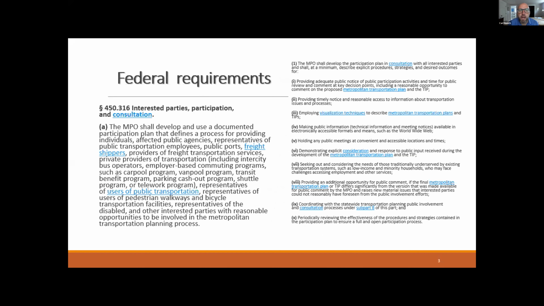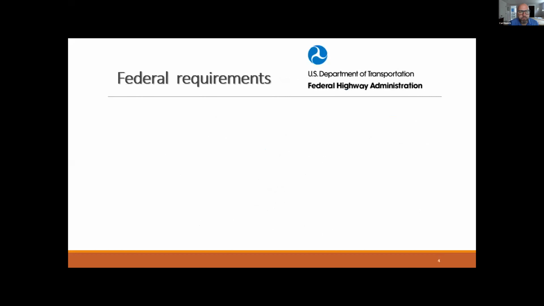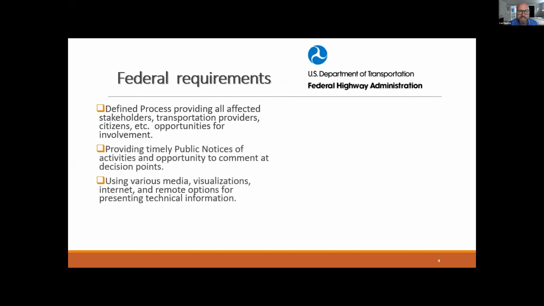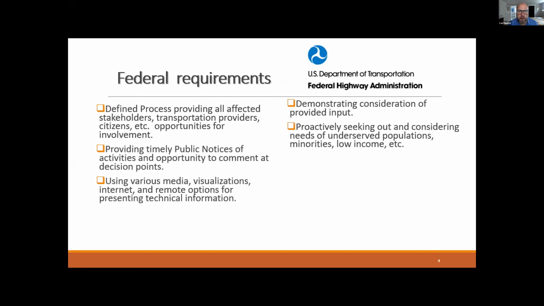This is kind of small. I'm not going to read it to you, but this is the real language. It's in 450.316 of the federal guidance. Next slide, please, Monique. And I'm going to summarize what you just saw in the previous slide with this one. You can read it a little bit better.